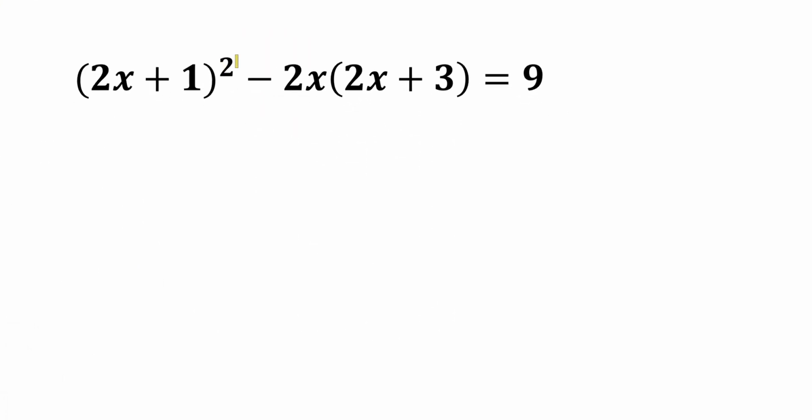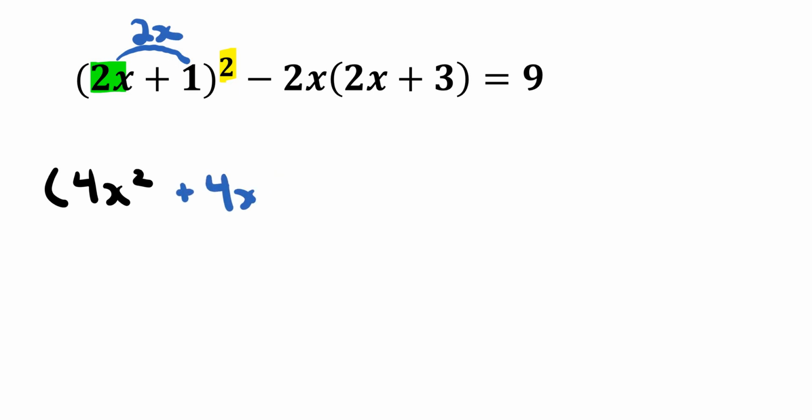Okay, so I have a power 2 here, a binomial to the power 2, so we can use the double square technique. So if I square this, 2x times 2x is 4x squared. And if I multiply the 2x and the 1, I get a 2x. And if I double that by timesing by 2, I get plus 4x. And then finally, you take this final 1 there, and you square that. 1 times 1 is positive 1. So that's the double square technique.